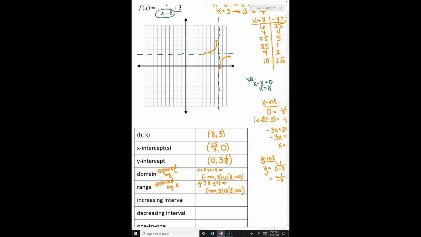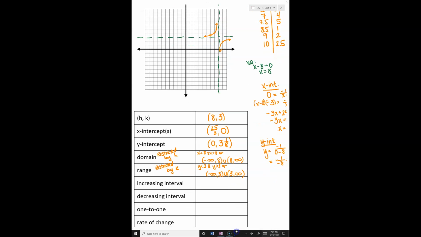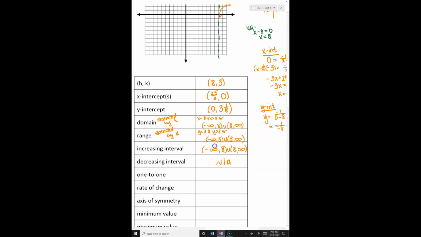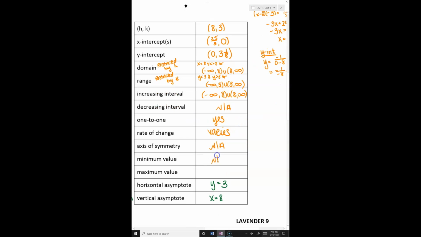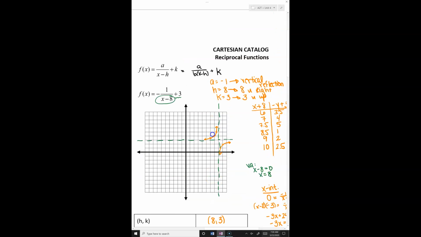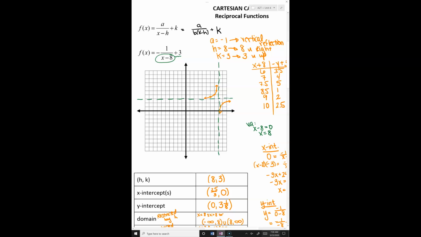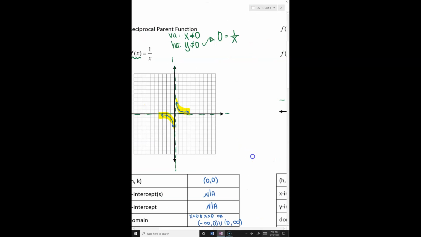Okay, we did see a vertical reflection, which means now we are increasing. We're not going to be decreasing. So we'll use our domain elements, negative infinity to 8, union 8 to infinity. Yes, this is 1-to-1. The rate of change varies. Even though we talked about a line of symmetry, we don't have an axis of symmetry, nor do we have minimum or maximum values. Sweet. And there's example number 2, or 1, depending on how you look at it. Your reciprocal function.